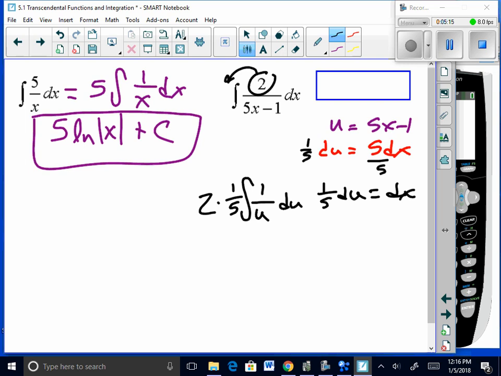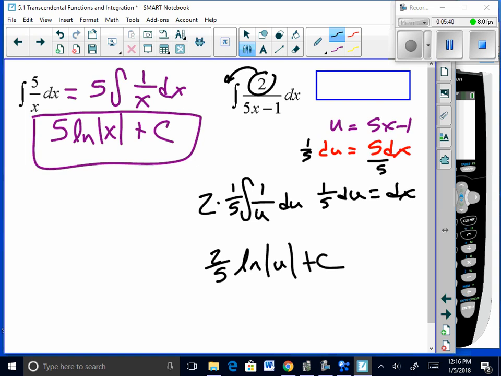Now the 2 times the 1/5 is the same as 2/5, so I can just write that as 2/5. And then 1 over u du, well, the derivative of u was du, so this is like having 1 du over u, so this is natural log of u when you do the antiderivative, plus a constant. Yes, it's a natural log of u.